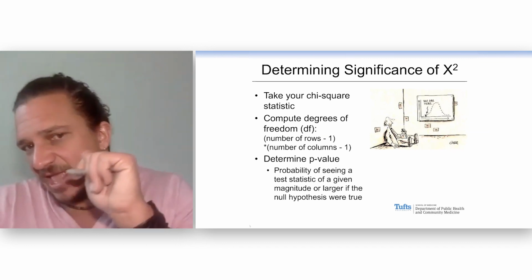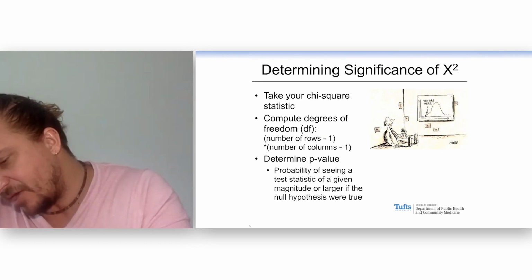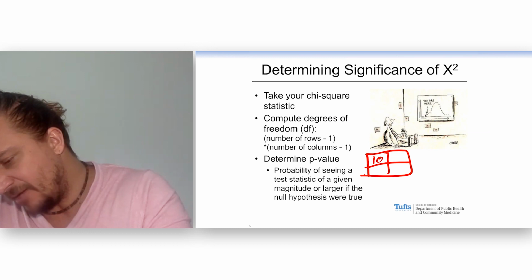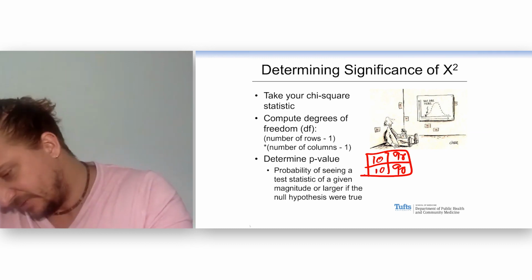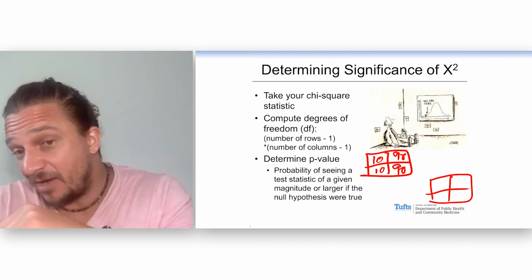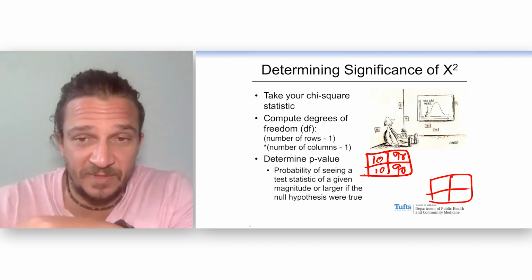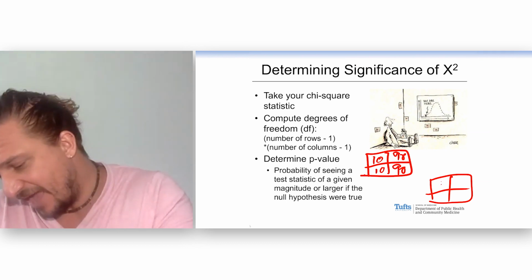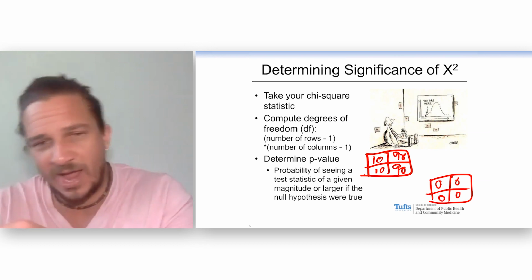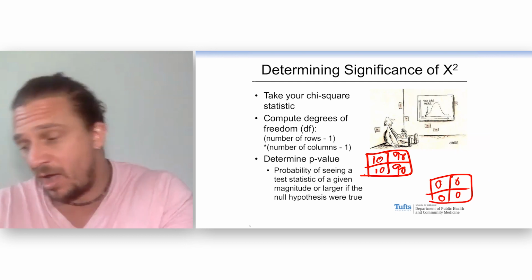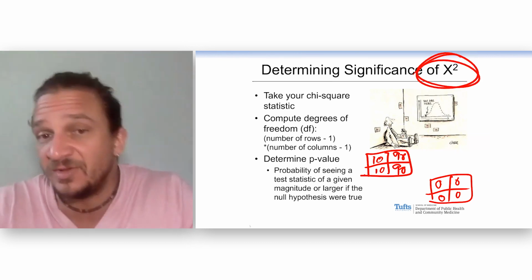Think for a second. If there were actually nothing going on, if the null hypothesis were true, and men 10 and 90, women 10 and 90, and that's actually what you got, how far are the observed from the expected? Well, I expected 10 and 90, and I got 10 and 90, and I expected 10. And every one of these would be 0. And when I add up 0, 0, 0, 0, my chi-square would be 0. So if nothing's going on, you're going to get a chi-square somewhere around 0.